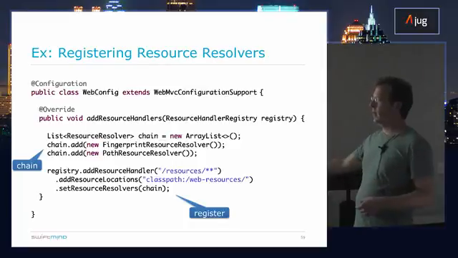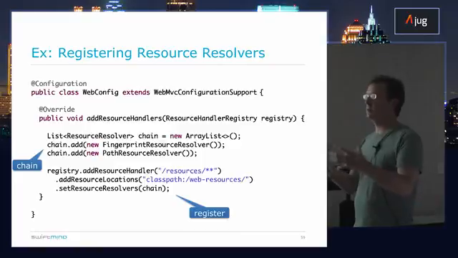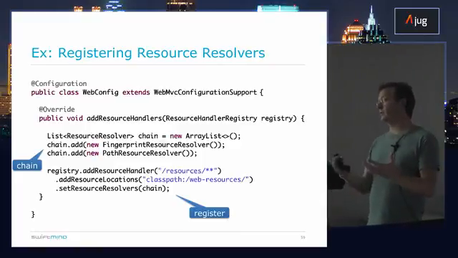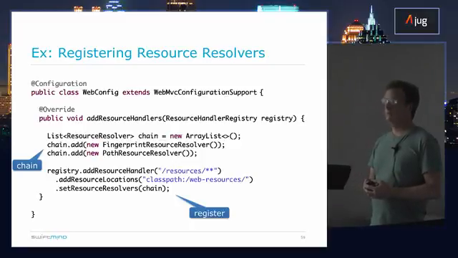So you can basically have this path resource resolver at the end, but you could maybe zip the files in the process or change the file names in the process, and you have basically like a chain. It's analogous to the filter chain in a servlet container.